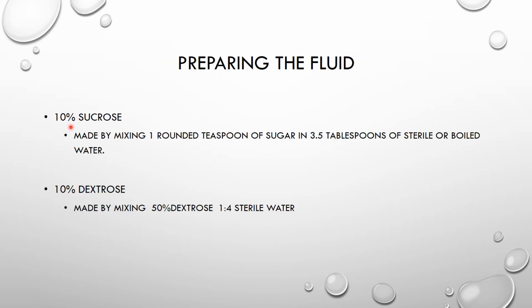Okay, so I'll just talk about how to prepare 10% sucrose. This is different from 10% dextrose. 10% sucrose is made by mixing 1 rounded teaspoon of sugar with 3.5 tablespoons of sterile or boiled water. That's the ratio. Rounded means the teaspoon is not leveled, it's full. For preparing 10% dextrose, in hospitals we normally have 50% dextrose, or you can buy it from a pharmacy, and then you dilute it: 1 part 50% dextrose to 4 parts sterile water. That will give you 10% dextrose.